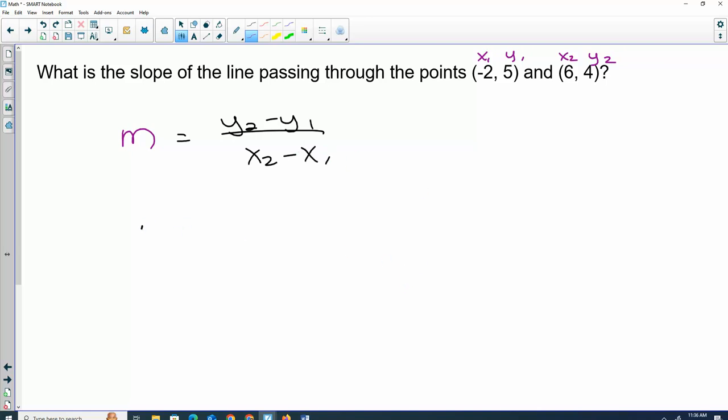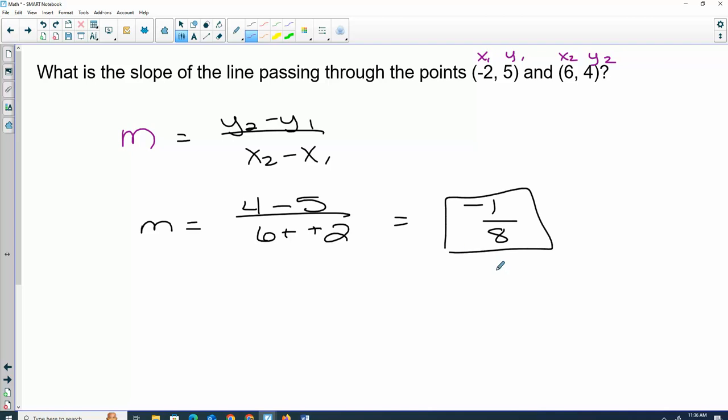So we wrote down our formula already. My y2 is 4, y1 is 5, x2 is 6, minus x1 is negative 2. So we get negative 1/8. Does everyone remember how to find slope between 2 points? Worst case scenario, you could draw yourself a graph and count rise over run. If you got in panic mode and couldn't remember your formula, draw your graph and get it that way as well.